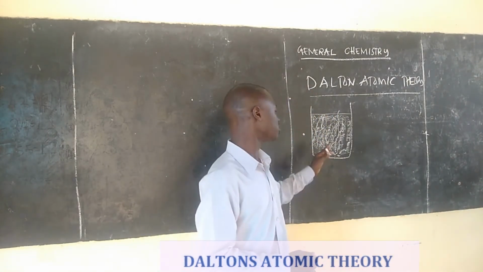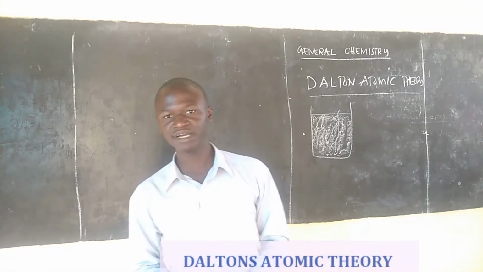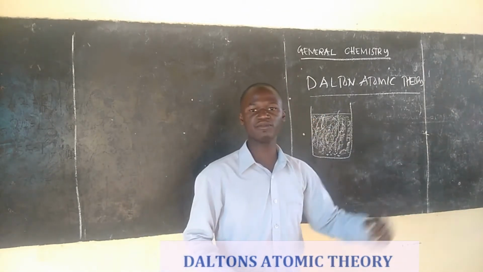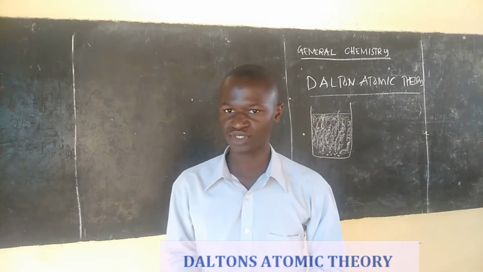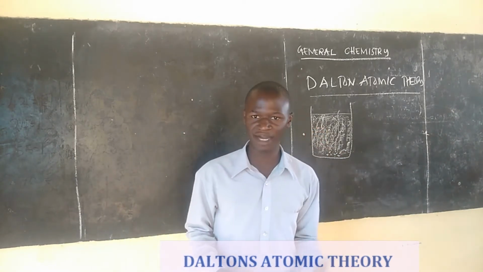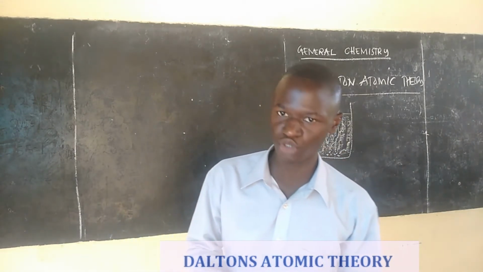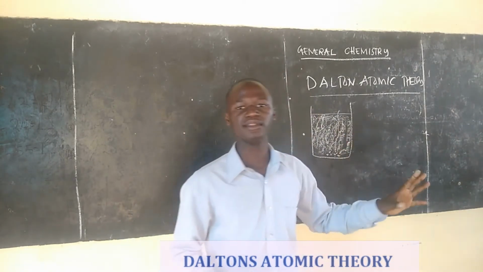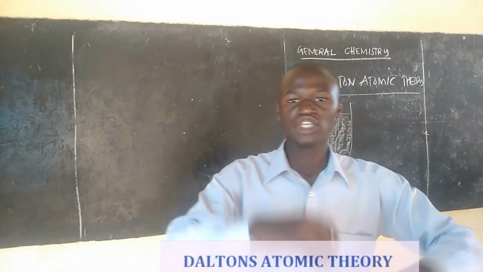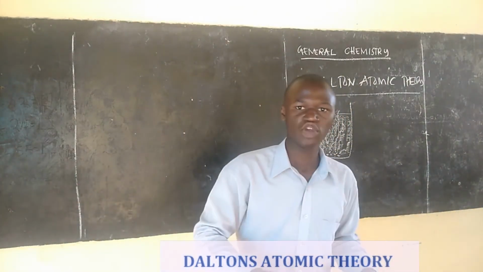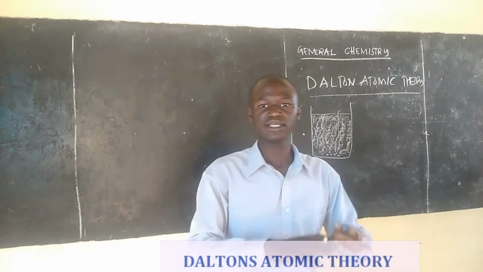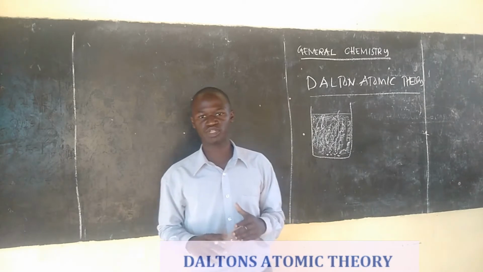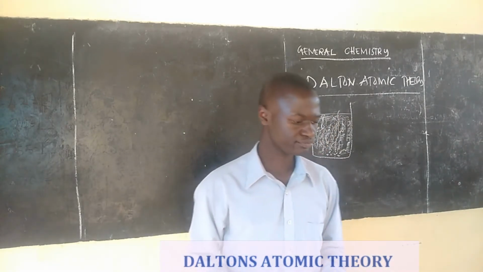Tunachokisema ni kwamba it is because potassium permanganate is made up of smaller particles which are called atoms, and the water itself is made up of smaller particles which are called atoms. So the atoms of potassium permanganate are moving in random motion in such a way kwamba tunapokuwa tuna add water, they are moving into the atoms of water, so zinachanganyana zenyewe. Finally unakuta the whole solution is uniformly colored. That is the evidence from dilution of potassium permanganate solution.